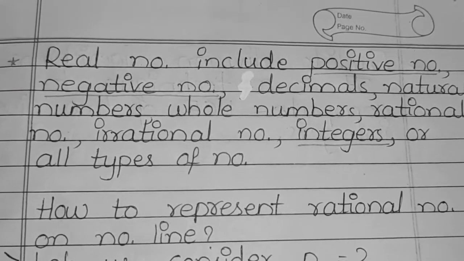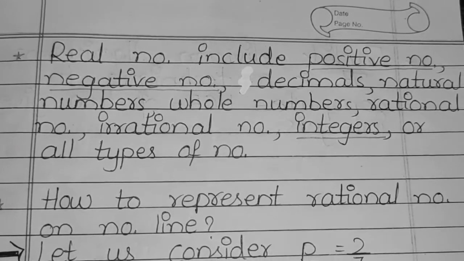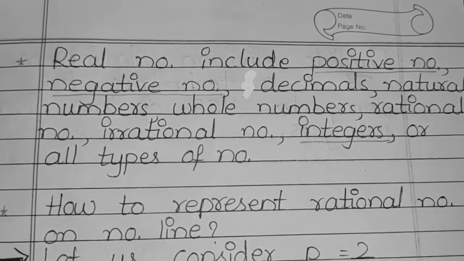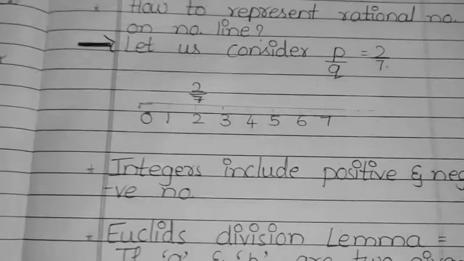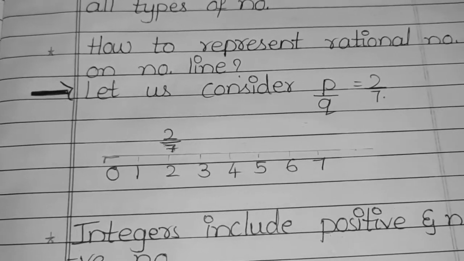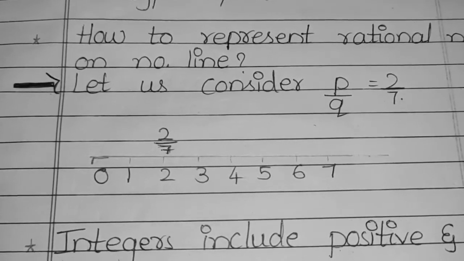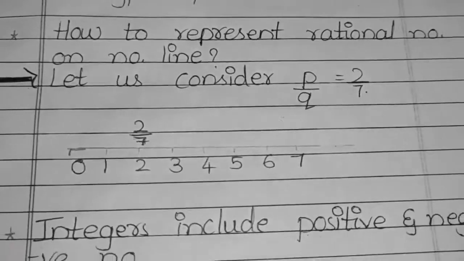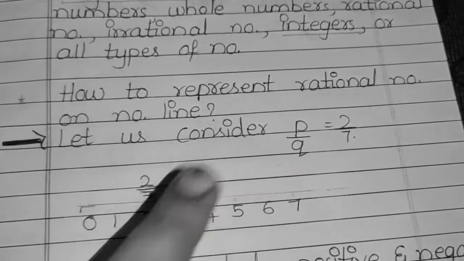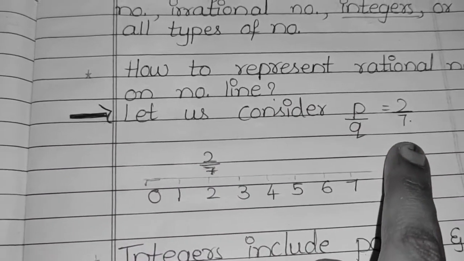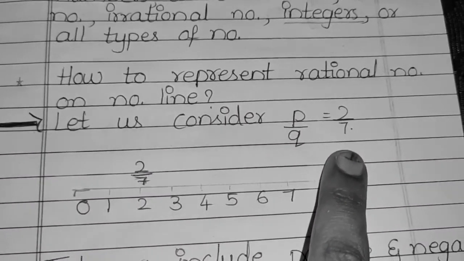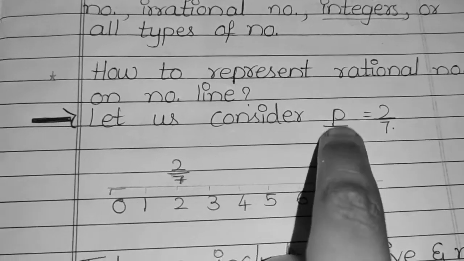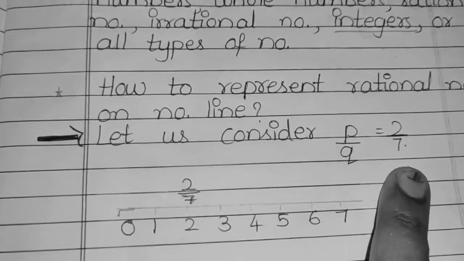A rational number you can write as p by q, where q is not equal to 0. Now, the next part: how do you represent a rational number on the number line? I told you it is p by q, where q is not 0. Here I have taken an example, where p is 2 and q is 7. For a rational number, q, the denominator, should not be 0. So we have taken the example of 2 by 7.